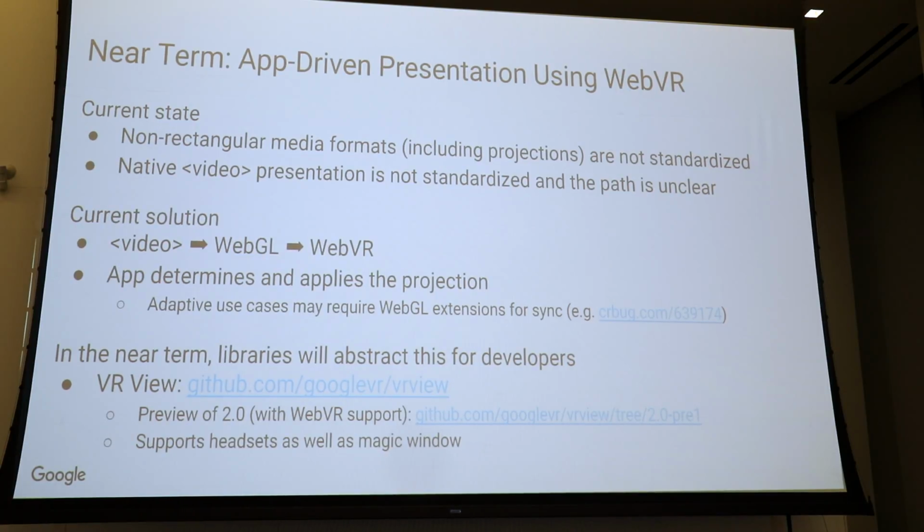So it becomes just like any other texture in a WebVR app. The app determines and applies the projection. That's kind of app specific, although we can start standardizing that as well. And in the near term, libraries will solve this for developers.